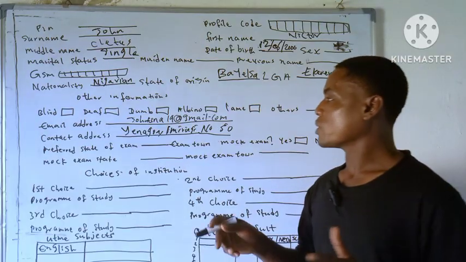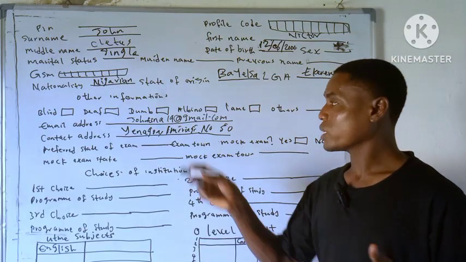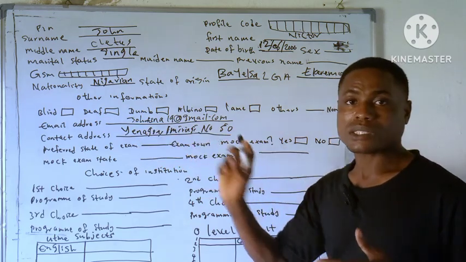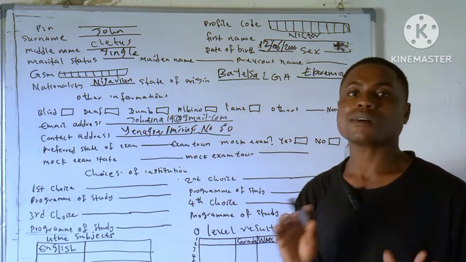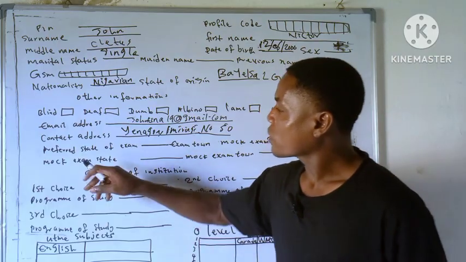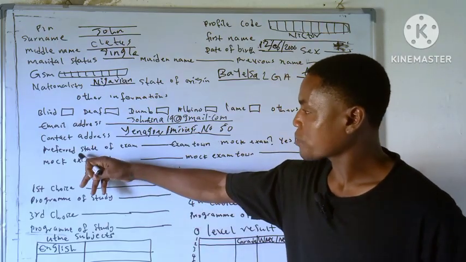If you are staying at Warri, you can write Warri, then your address where you are staying, your street, then your house number. Are you getting it now? So the next one is what?